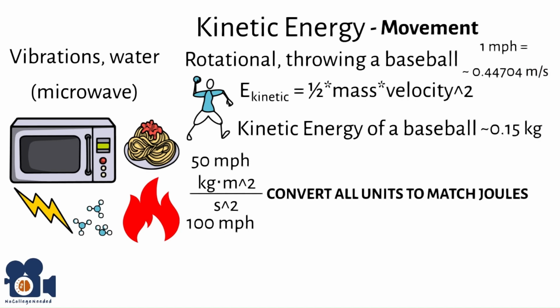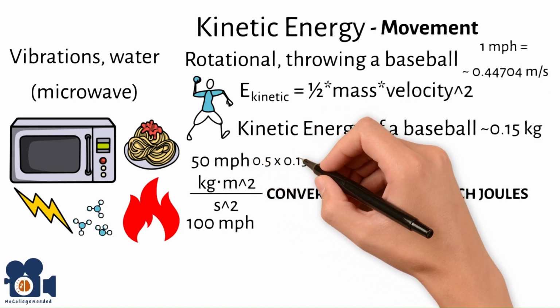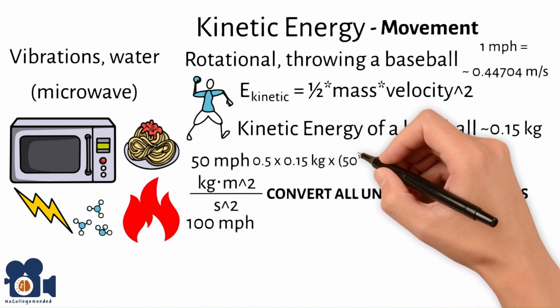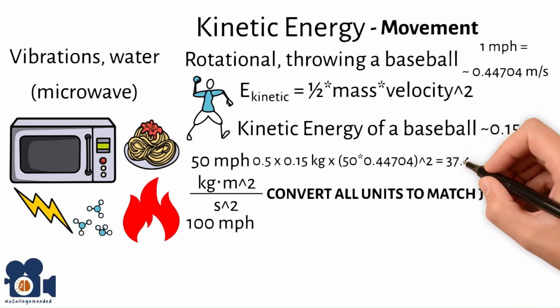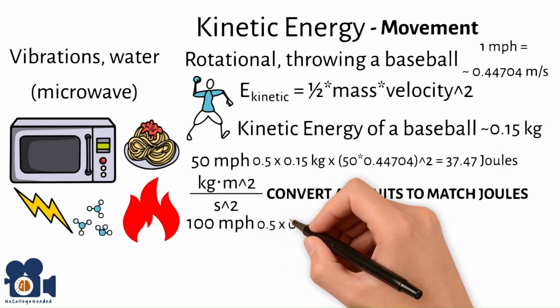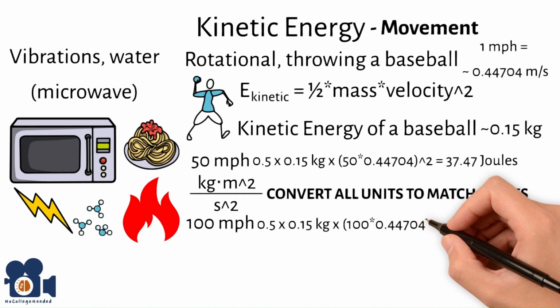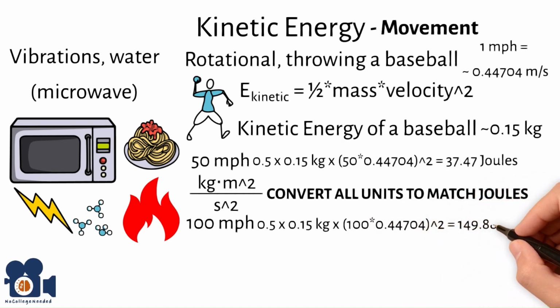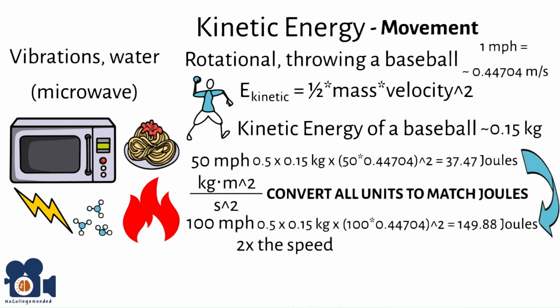0.44704 meters per second, so the two equations would look like 0.5 times 0.15 times 50 times 0.44704 squared equals 37.47 joules, and 0.5 times 0.15 times 100 times 0.44704 squared equals 149.88 joules. Because the velocity is squared, even though one baseball is moving twice as fast as the other, it has 4 times as much kinetic energy.